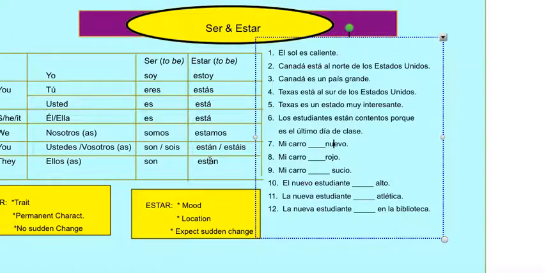My car is new. We said it before. It's no sudden change. It will not change quickly. No, not sudden. So ser, my car is: ser, es. Mi carro es nuevo.